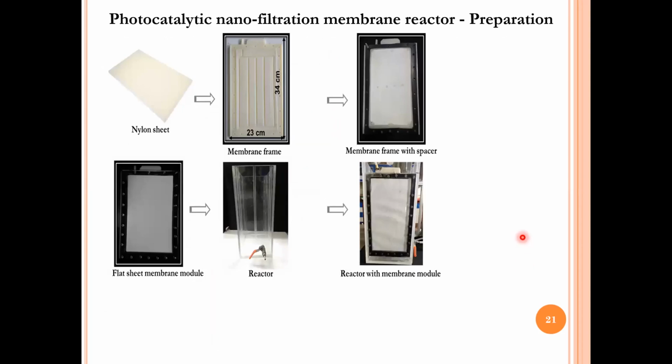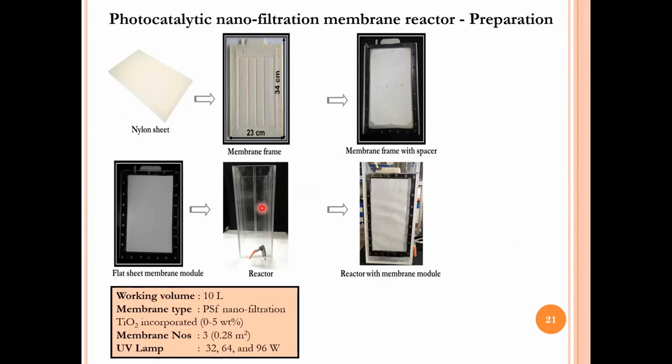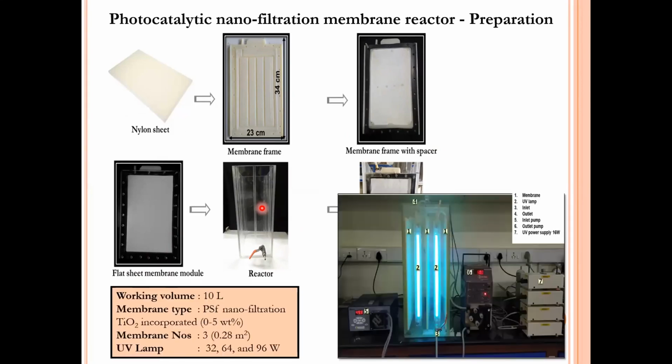For this particular thing, what we have done is we took the base sheet and created a pattern in our lab to channel the water to flow. Then on the top, we provided the spacer. On top of it, we put the flat sheet membrane, which we prepared in our lab. And we have the reactor, and we framed this particular membrane module and assembled it for our membrane purpose, right? This one represents the membrane frames, 3 numbers we prepared here, which have a total area of 0.28 square meters.